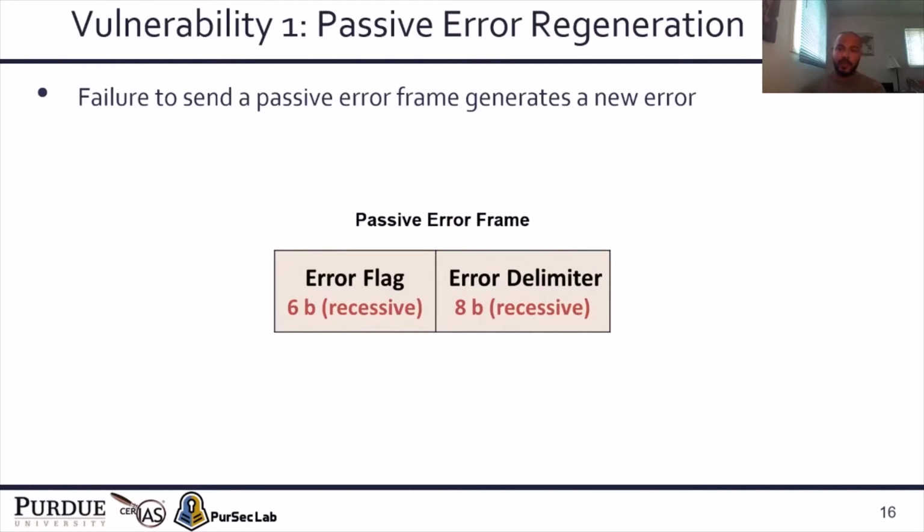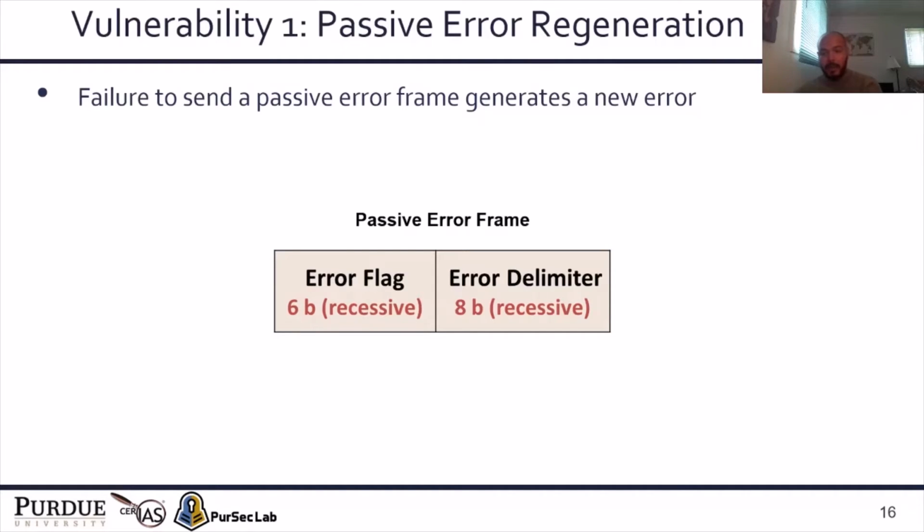The first vulnerability is what we call the passive error regeneration vulnerability. Since passive error frames are composed solely of recessive bits, they have a lower priority than any other frame on the bus, meaning they can be interrupted by any other frame on the bus. It turns out that if another frame interrupts a passive error frame in its delimiter portion, the sender of the error frame considers that as yet another error, and it tries to signal this new error by sending yet another passive error frame, which in turn could face the same interruption.